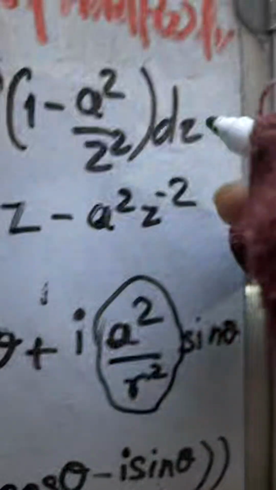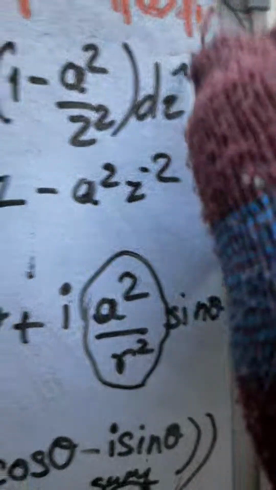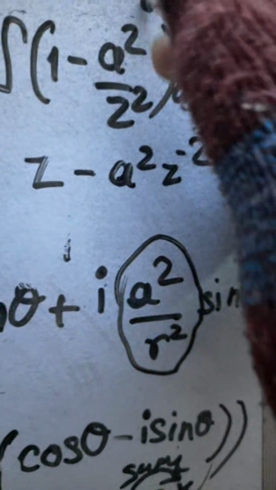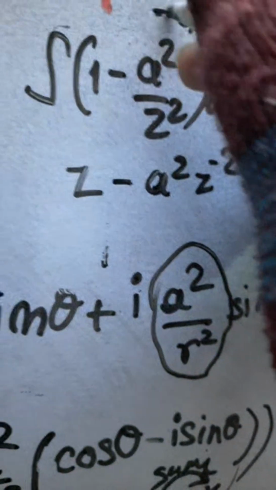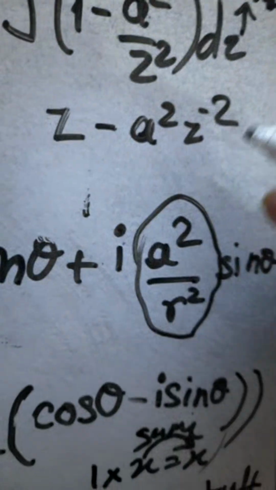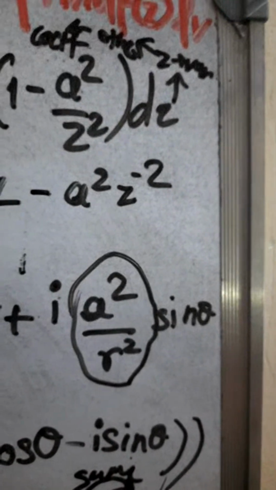Okay, now a is a constant, z is the variable, the other is the coefficient. Okay, so z raised to minus 2 is our coefficient. Sorry, a square is our coefficient.